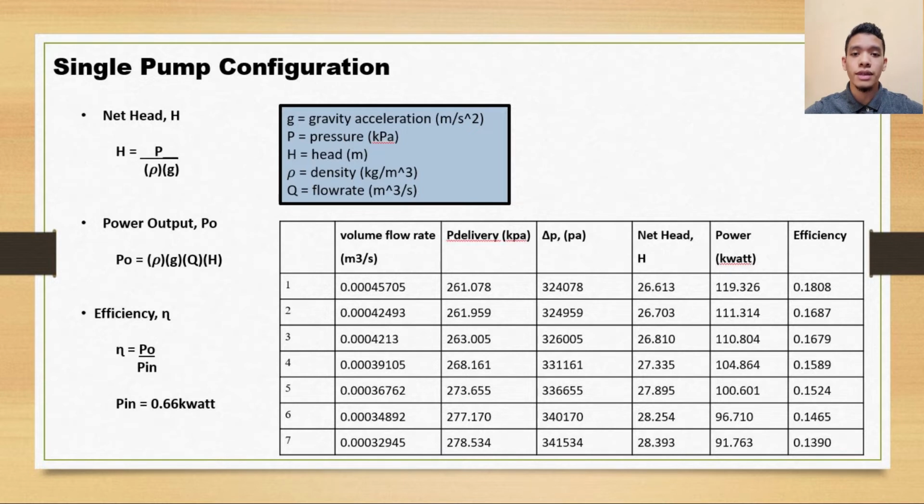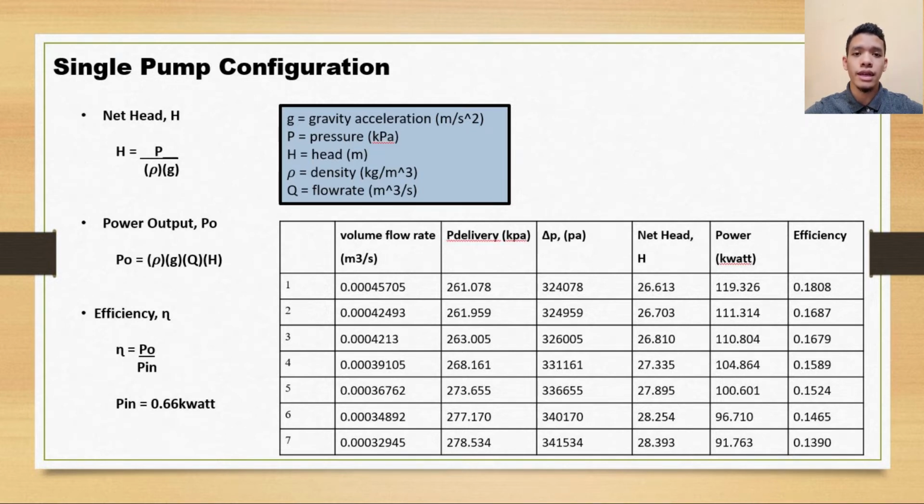As we know, we have three pump configurations: the first one is single, the second one is in series, and the third one is in parallel. First, we look at the single pump configuration. Before that, for all three pump configurations, we have to calculate the net head, the power output, and also the efficiency of the pump. So we look at the single pump configuration first.